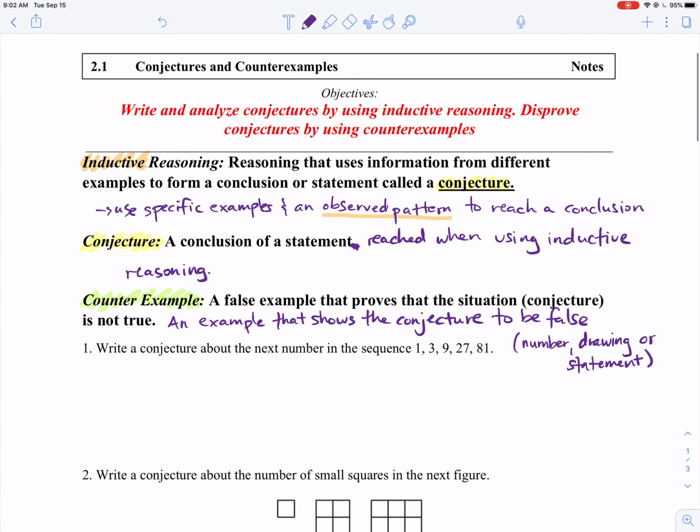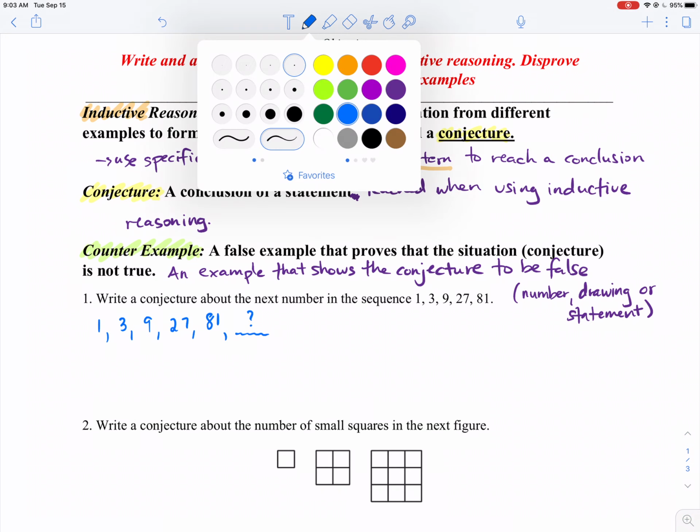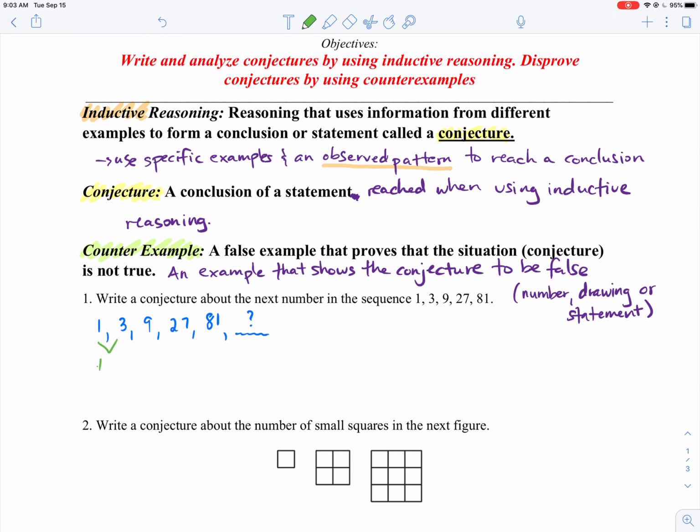So we're just going to try a couple of examples. Example 1: we're going to write a conjecture about the next number in this sequence. I'm going to write it down here so we have a little more space to work. I have 1, 3, 9, 27, and 81, and I want to know what the next number would be. First off, we have to find the pattern. If I go from 1 to 3, there's a couple of possibilities. You could say that I add 2, but if I add 2 to the next one, it doesn't work. 3 plus 2 gives us 5. I want to see if there's a pattern that's the same for all of them. So instead of adding 2, we could say that we multiply by 3.